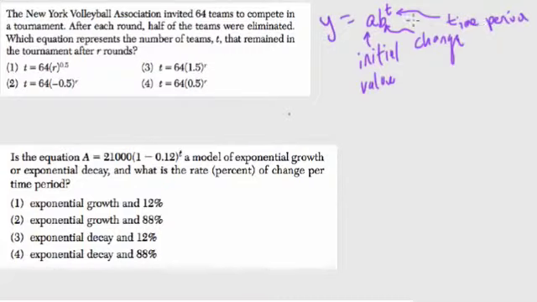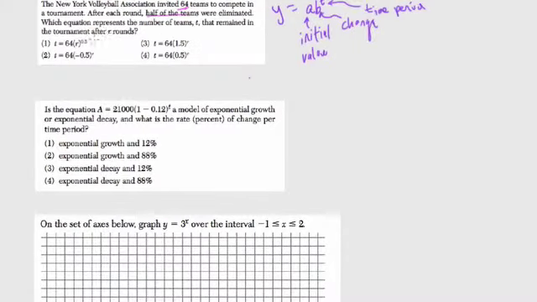So if it's every year or whatever, you have to calculate how many time periods are passing, which we're not going to get into right here. But there's a logic behind this. You don't need to memorize it. Let's look at this problem. There are 64 teams to compete in a tournament. After each round, half the teams are eliminated. Which equation represents the number of teams after r rounds?